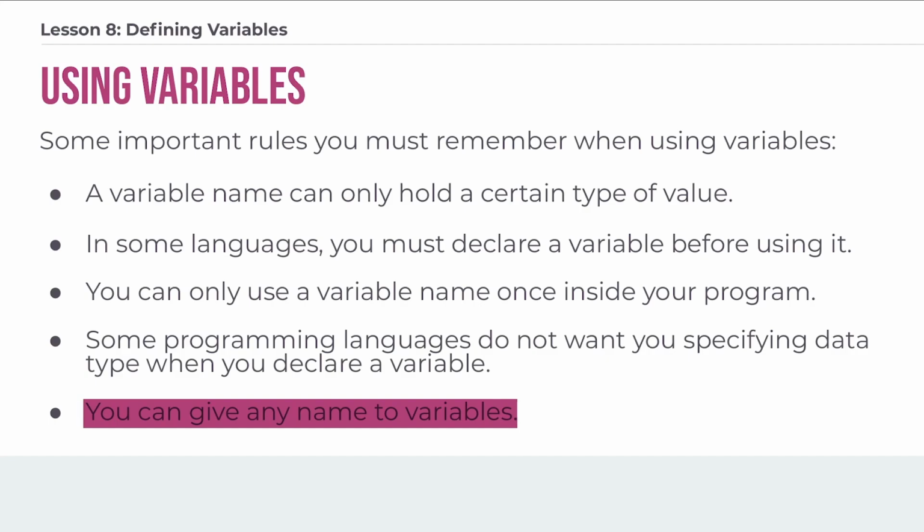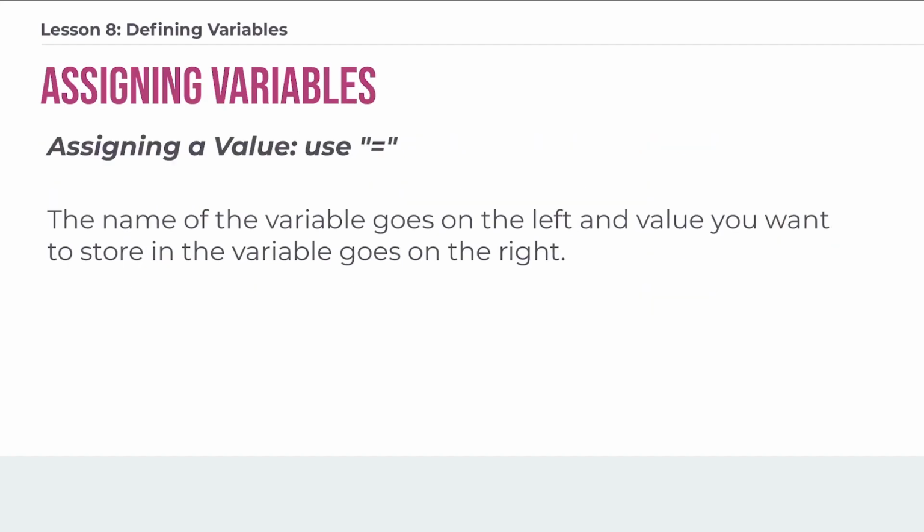You can give any name to variables. Remember, the computer doesn't care, and it really doesn't matter what you call your variables, except that you want to be able to read and debug your code, and you want other people to be able to read and debug your code. So therefore, it does matter to you, the programmer, that you choose appropriate names for your variables. It makes everything easier.